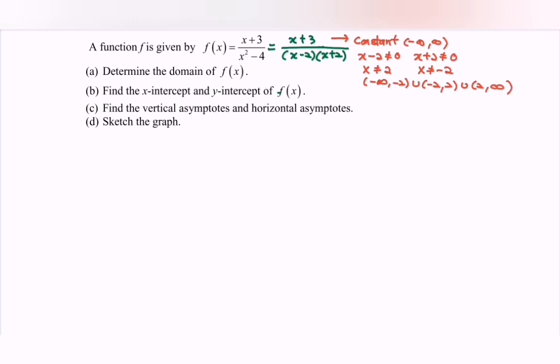Then, for the function, we have the division. So the constant with all real numbers will intersect with the domain at the bottom. So finally, our answer will be this one. So that will be the domain.